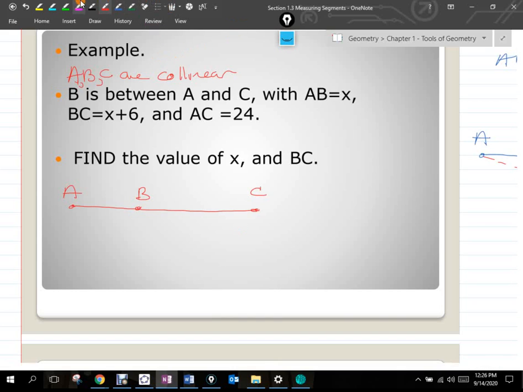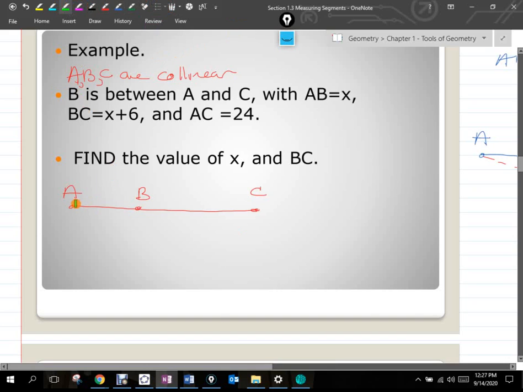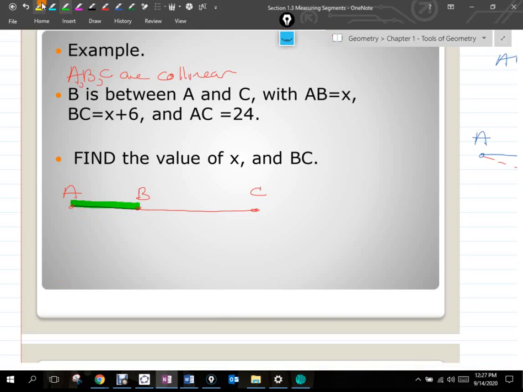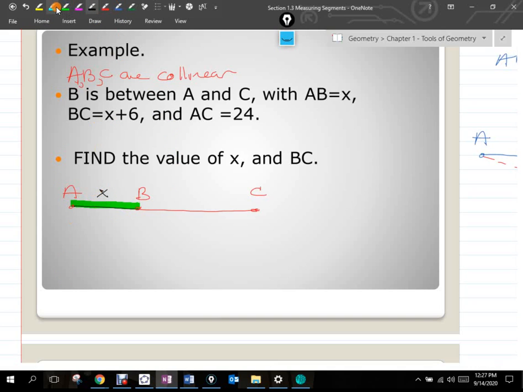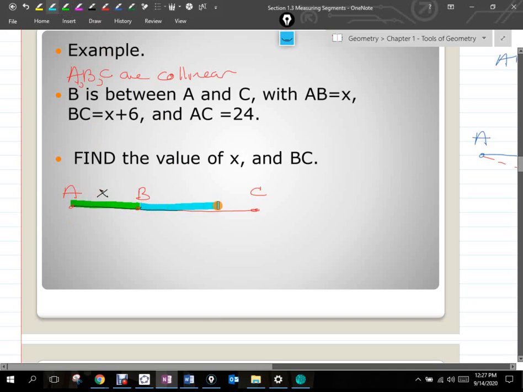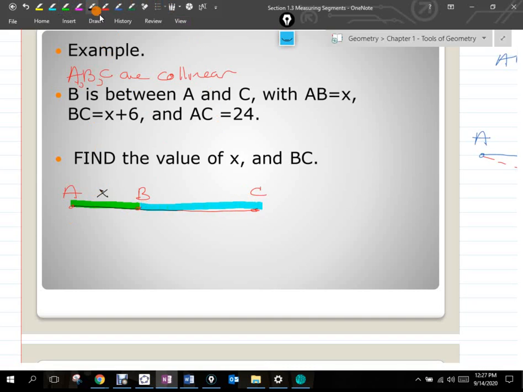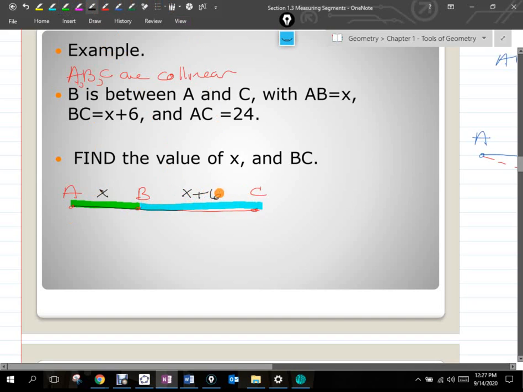It says AB's length is X. So what I like to do, especially if you're a person that you know you struggle with this type of thing, get some highlighters, crayons, colored pencils, whatever. Highlight AB. That is one part that they're giving me. Okay. Call it X. They're giving me BC. So I highlight that. That's X plus 6.